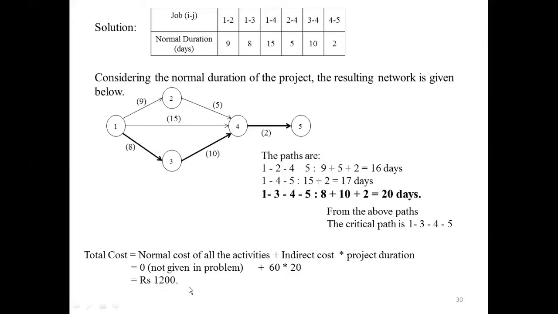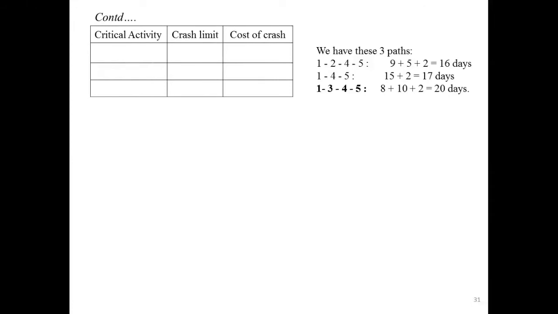After calculating the total cost, we have these three paths identified from the network drawing. Out of these, the critical path is 1 to 3, 3 to 4, and 4 to 5. Hence you have to divide this critical path into critical activities. The critical activities are 1 to 3, then 3 to 4, then 4 to 5.